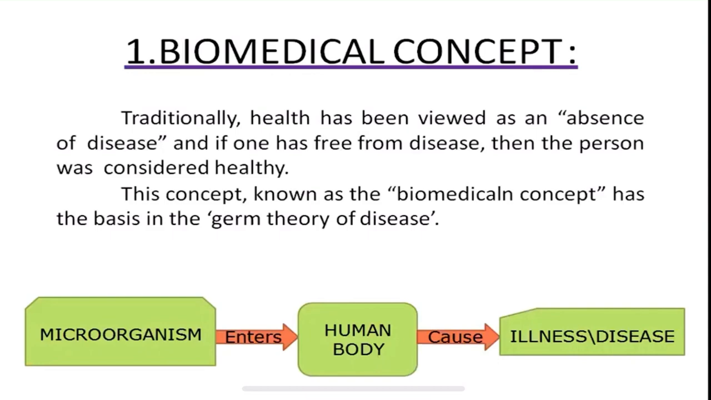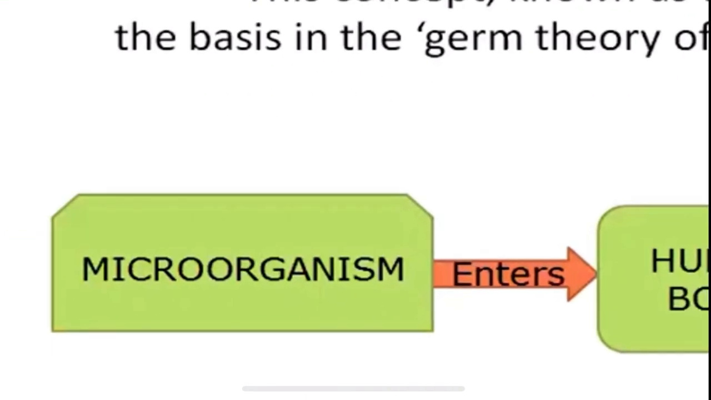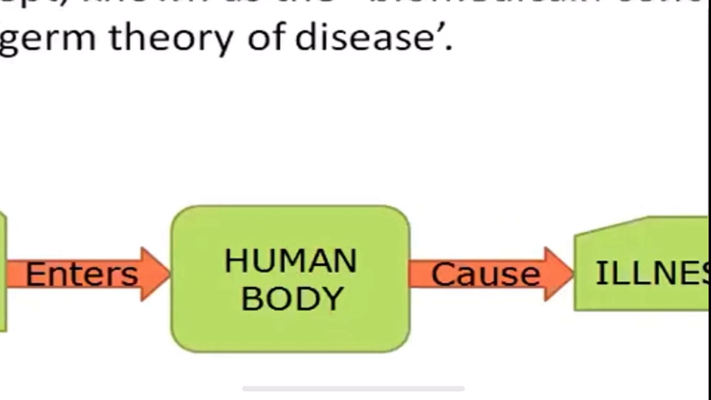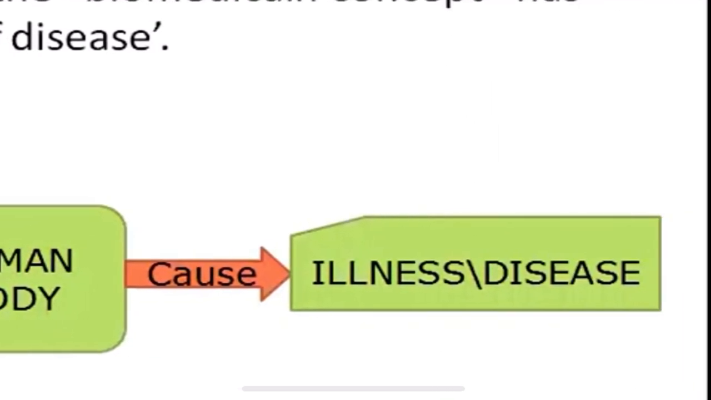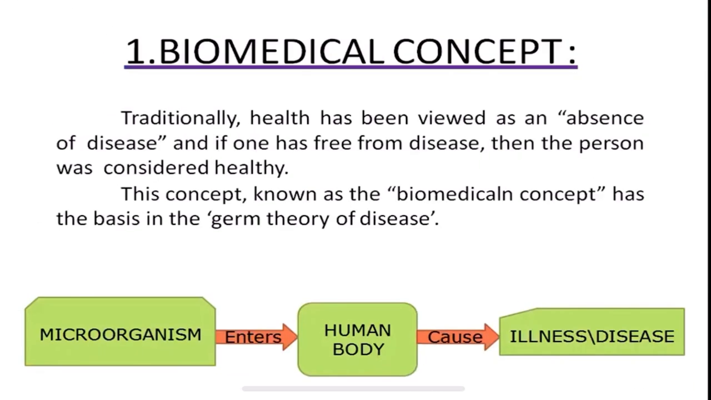This concept has the basis of the germ theory of disease. So guys, you see that according to the germ theory of disease, a germ, a microorganism, is responsible for the occurrence of a disease. Now here, this biomedical concept says the same. It is the basis of the germ theory. So here they are saying this microorganism is entering the human body and it is causing the illness or a disease. This is the biomedical concept.